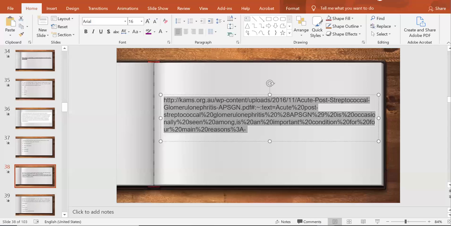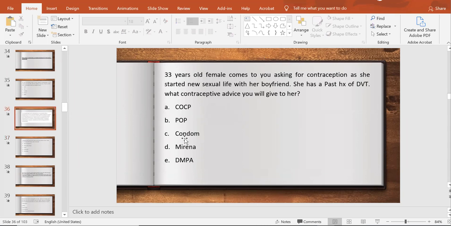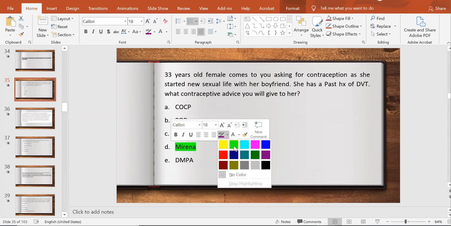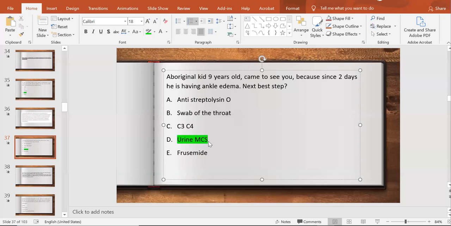So first of all, before you do the ASO titer or throat swab, what is the most important thing you should find out? You should do urine MCS first. That means hematuria first. First do the hematuria, and after that you will do the anti-streptolysin O. The previous answer was Mirena. And in this case, urine MCS will be our most likely next best step.